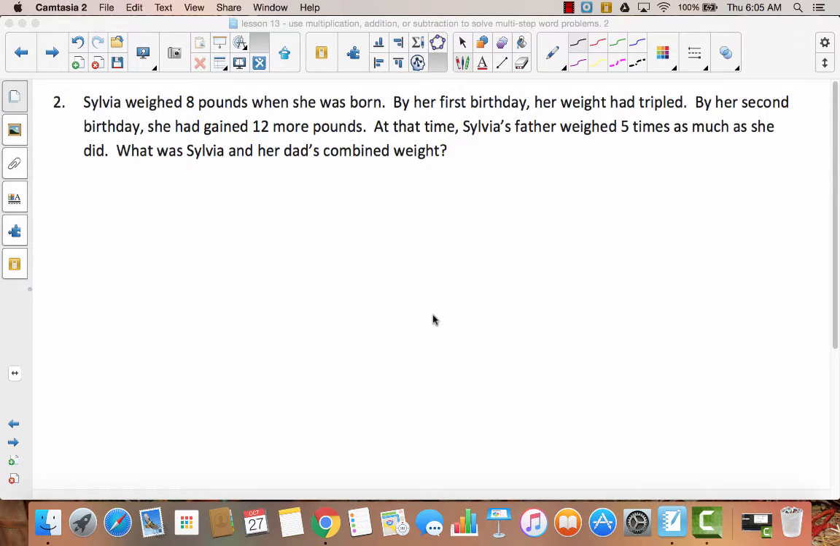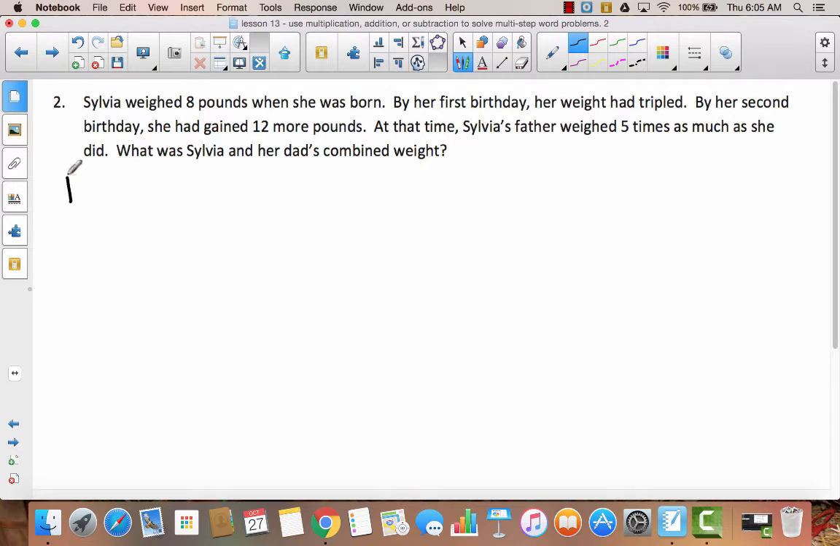So let's take a look at problem number 2. So remember, whenever we see any kind of application problem, we are going to read, draw, write a number sentence, and write a word sentence. It says Sylvia weighed 8 pounds when she was born. By her first birthday, her weight had tripled. By her second birthday, she had gained 12 more pounds. At that time, Sylvia's father weighed 5 times as much as she did. What was Sylvia and her dad's combined weight?